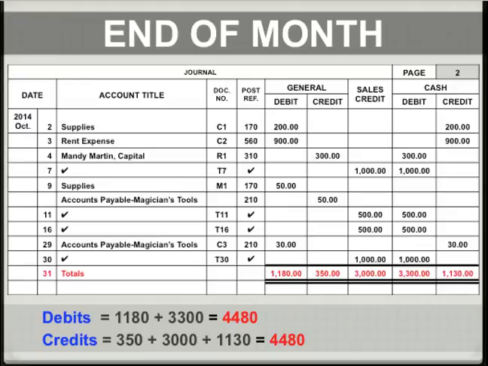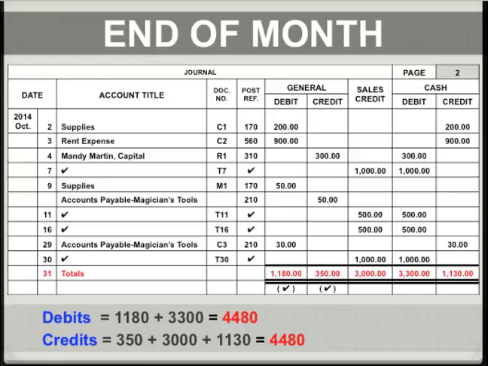All of the entries in the general debit column have already been posted individually to the appropriate accounts. We do not post them again. Instead, we put a check mark in parentheses to indicate this column has already been dealt with. All of the entries in the general credit column have already been posted individually to the appropriate accounts. We do not post them again. Instead, we put a check mark in parentheses to indicate this column has already been dealt with.